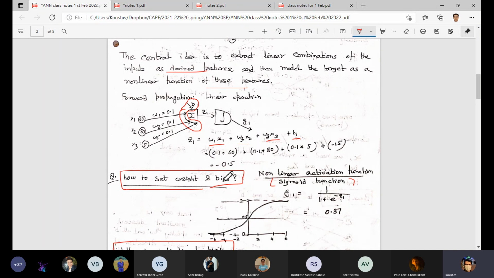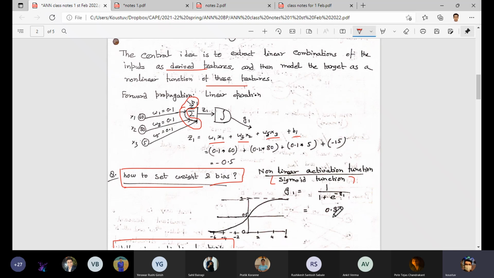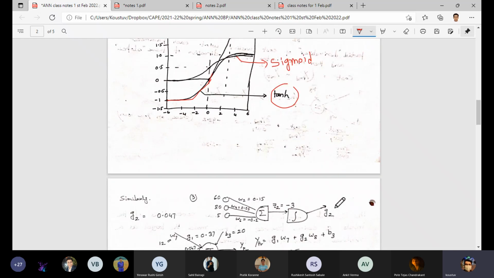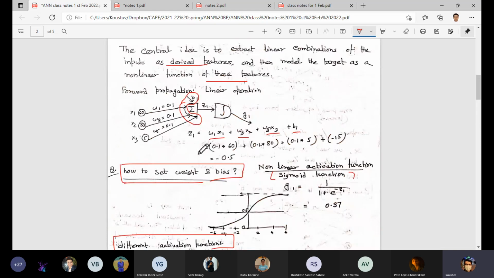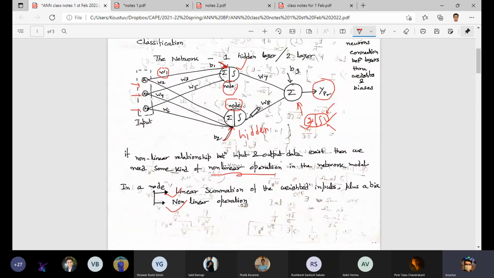So what we have done so far is just the one new node operation we have learned, and we have seen that different activation functions will result in different numbers. So G1, which is the output from this node, is something like 0.37. If you take a different activation function, it will be different. Similarly, we will get G2, that means this bottom node. This is the information that is coming from here.